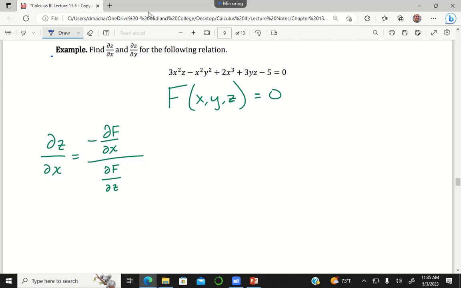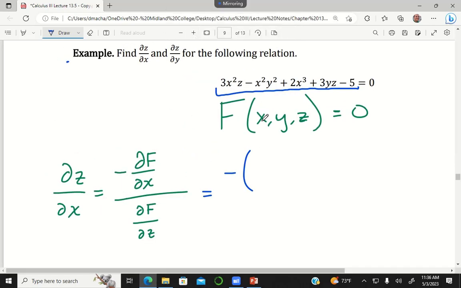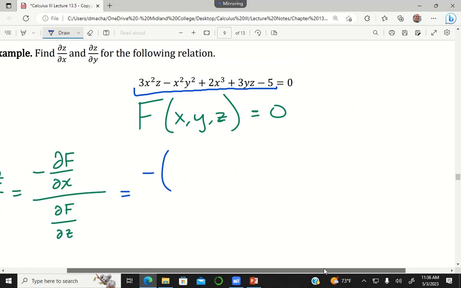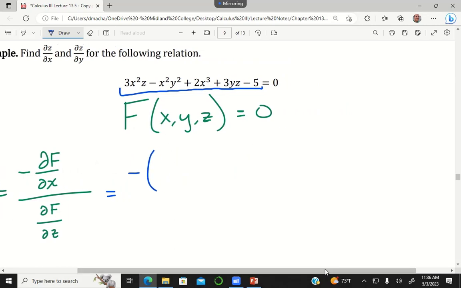Okay. Again, this whole chunk is capital F. So the partial of f with respect to x is not super easy to find because you have to think about things like product rule and chain rule whenever we do this. But the first term is 3x squared z, and so partial with respect to x is going to give me 6xz. Never mind. Sorry, we're just taking a partial derivative.